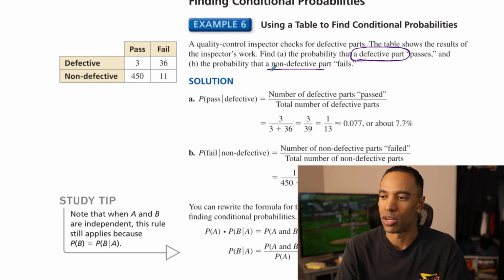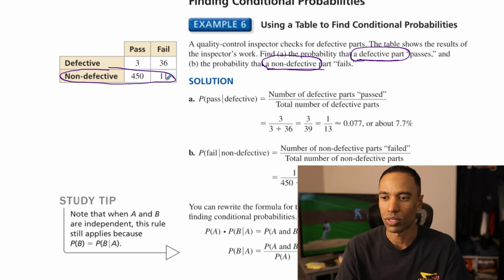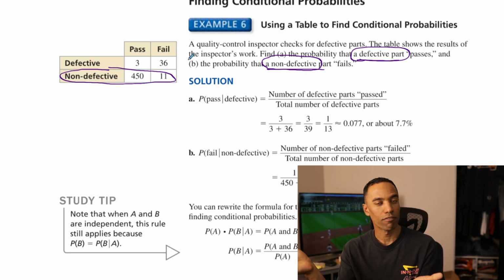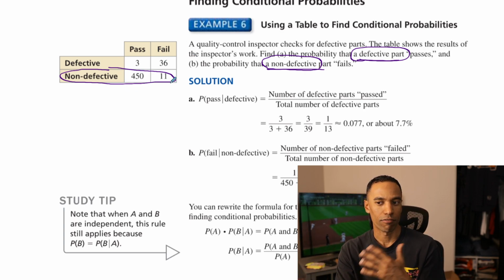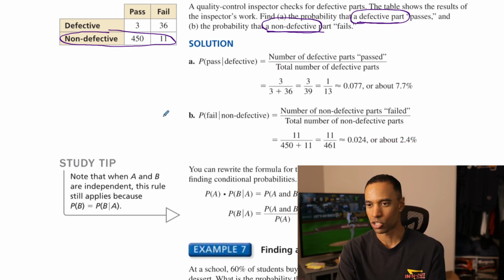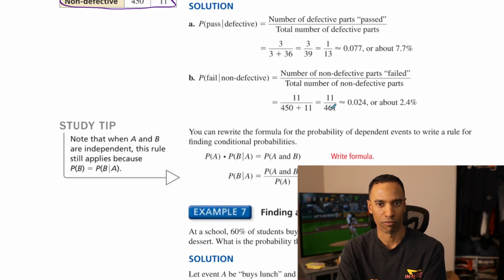Part B, the probability a non-defective part fails. We're only looking at the non-defective parts, the 461 that are here. So only 11 fail out of the 461. Now, what if I said that any part fails? That would be out of the 500, that would be 47 of them. But they didn't ask that. These are conditional ones where we do these ones. 2.4% in that one, we do 11 out of 461.